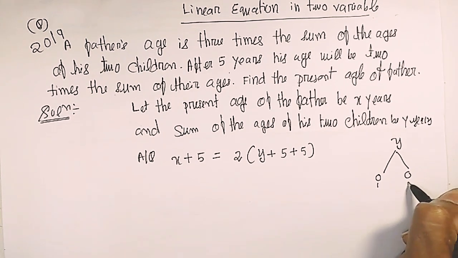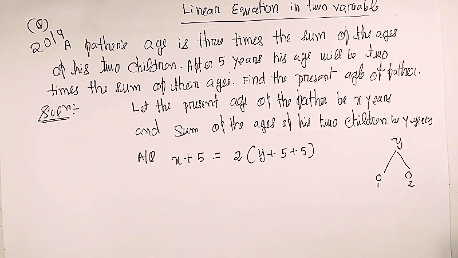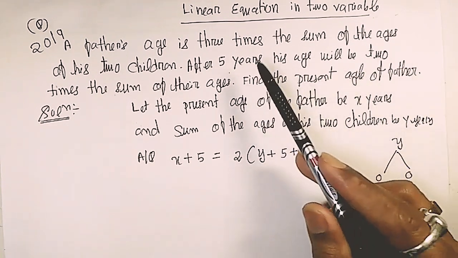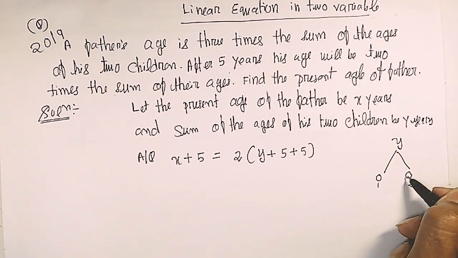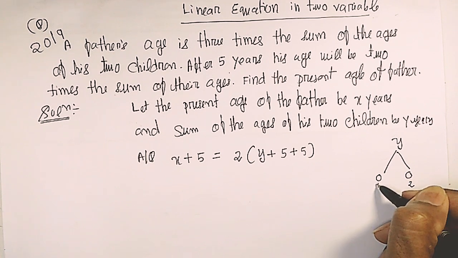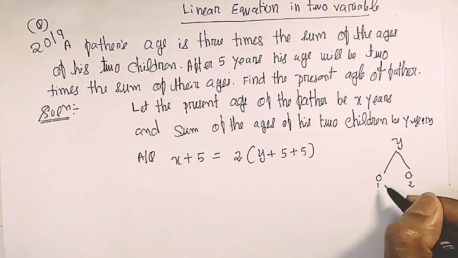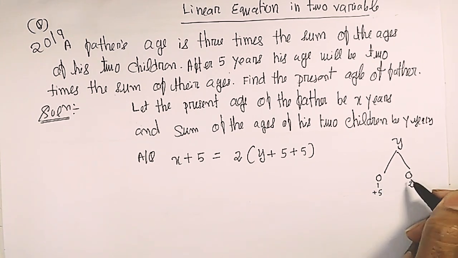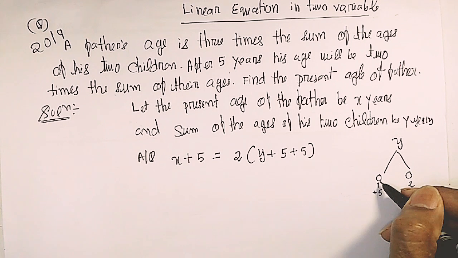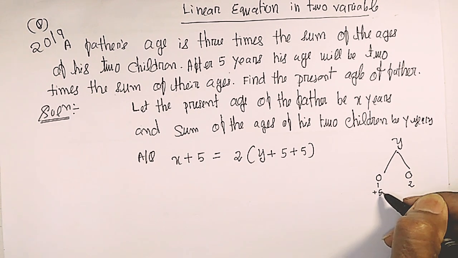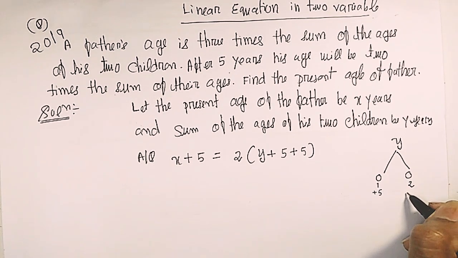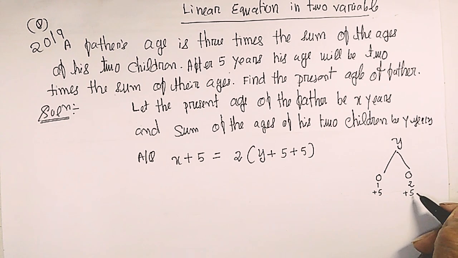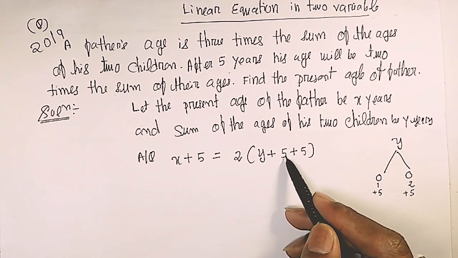Suppose this is son 1, this is son 2. Since after 5 years, that means 5 years should be added for both the sons. For son 1, 5 years will be added, because these are 2 different persons. Similarly for son 2 also, 5 years will be added. So how many 5s? There are 2 fives.